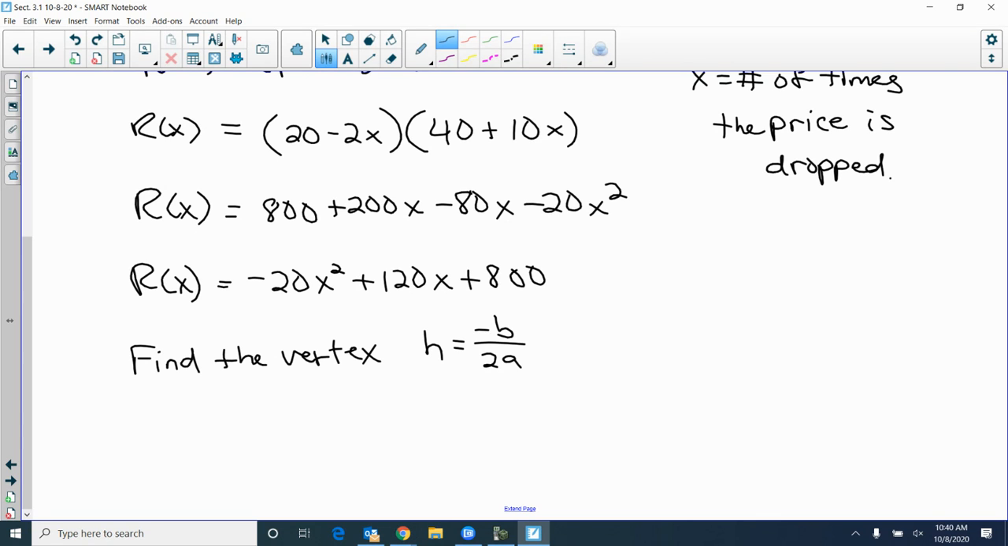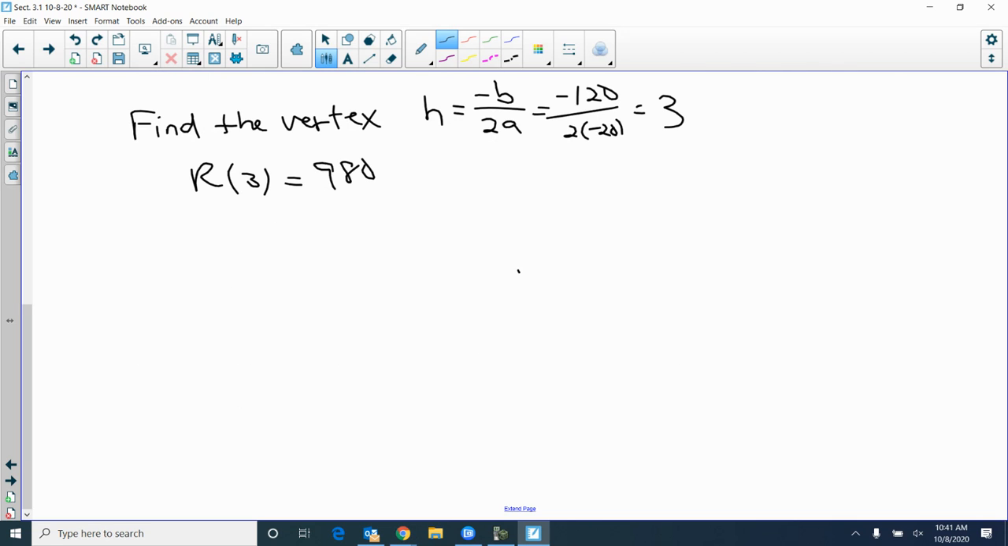All right, what do we get for h? We get negative 120 over 2 times negative 20, right? Which is 3. All right, and now what's the y coordinate of the vertex? Plug in 3. What'd you get? 980. So r of 3, when I plug that in, I get 980. So my vertex is 3, comma 980.